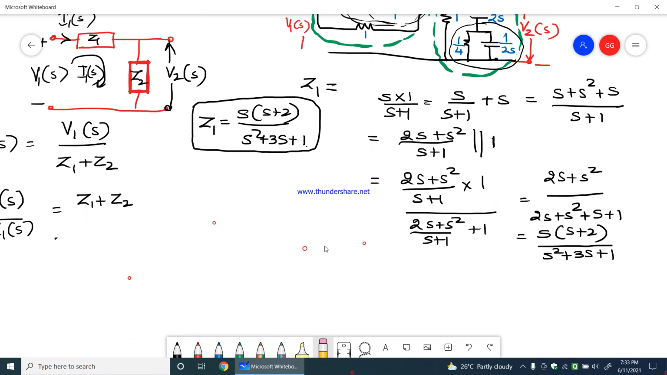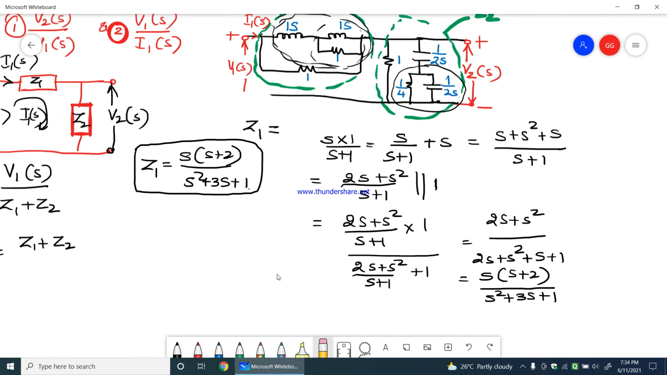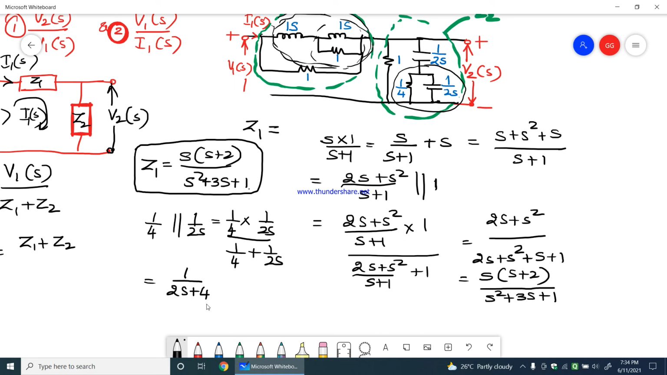So now let us find out what is z2. If we see, the first thing is these two are in parallel. So therefore 1 over 4 in parallel with 1 over 2s, which will be equal to (1 over 4 into 1 over 2s) divided by (1 over 4 plus 1 over 2s). That will give me 1 over 8s, 8s gets cancelled. So 1 over 2s plus 4. So this is what we get, that parallel combination.